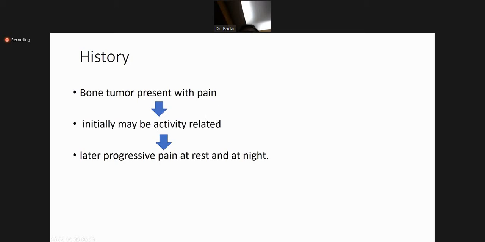And you will ask all the 10 questions related to the pain. Where is the pain? How do you feel the pain? Exact site, does it radiate? Progression, night pain. So everything you need to ask about the pain.